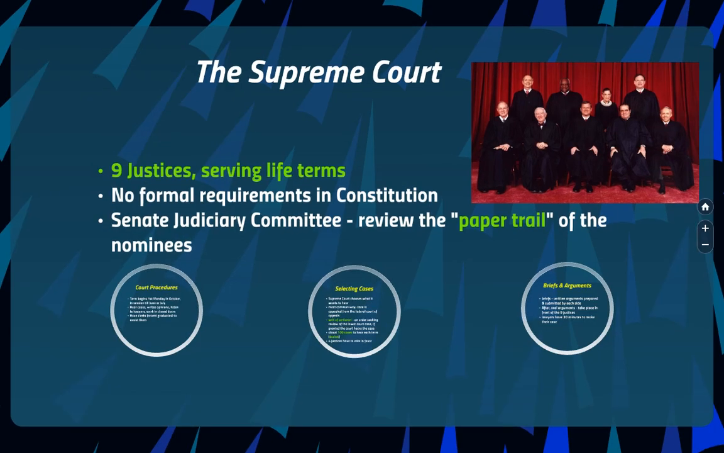All right, let's talk briefly about the Supreme Court, and then we'll go into more about what the Supreme Court actually does later. So there are 9 justices that serve life-term appointments. There are no formal requirements in the Constitution. There's no age requirement and no citizenship requirement. Nothing like that. The Senate Judiciary Committee is important when you have new appointees being reviewed for their paper trail.